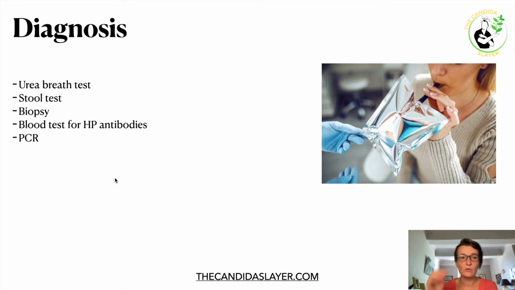So, how do you diagnose H. pylori overgrowth in your stomach? The urea breath test is the most common and the easiest way to detect H. pylori. But you can also do a stool test, a biopsy, a blood test for H. pylori antibodies, and a PCR test.